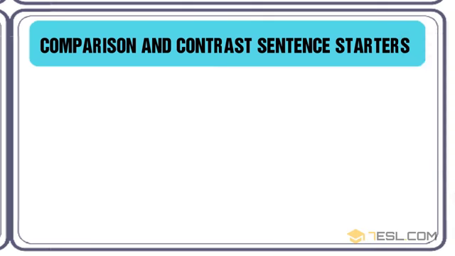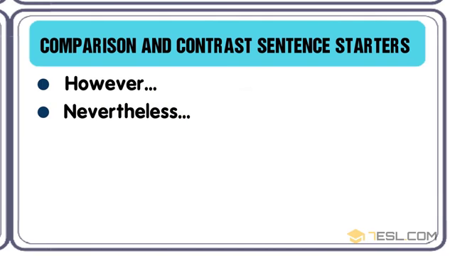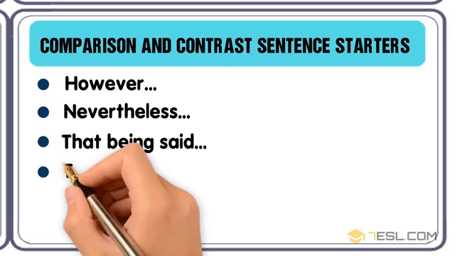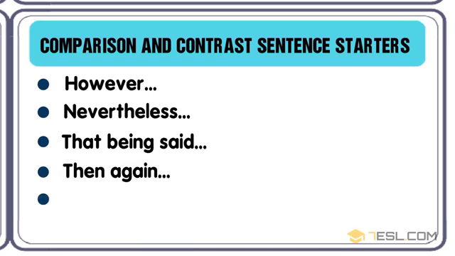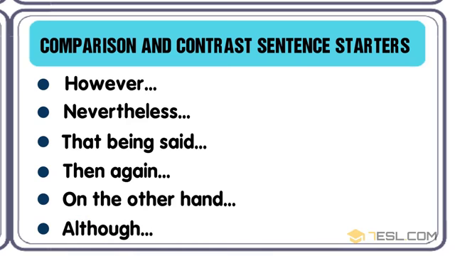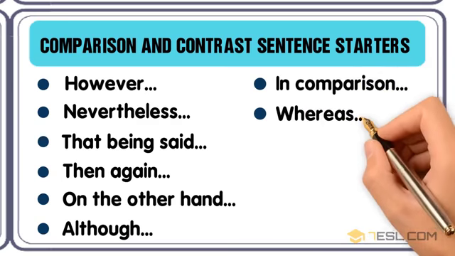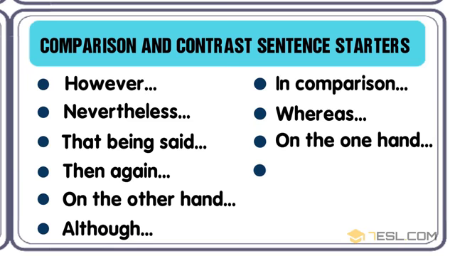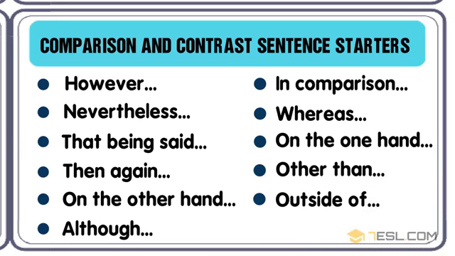Comparison and contrast sentence starters. However, nevertheless, that being said, then again, on the other hand, although, in comparison, whereas, on the one hand, other than, outside of, rather.